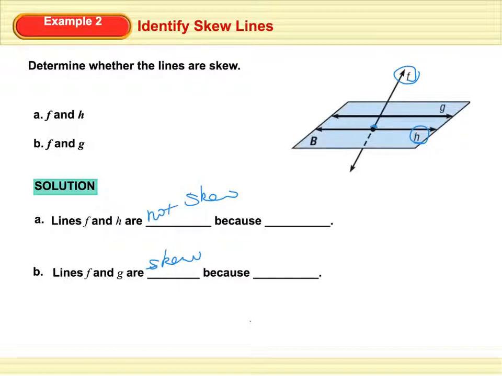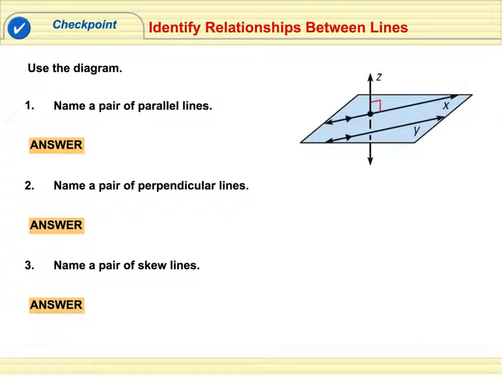Because F is intersecting with H here, G looks like it's behind H. So it's not intersecting with F either. And what's the third criteria? They're not parallel. So that's the answer for that.